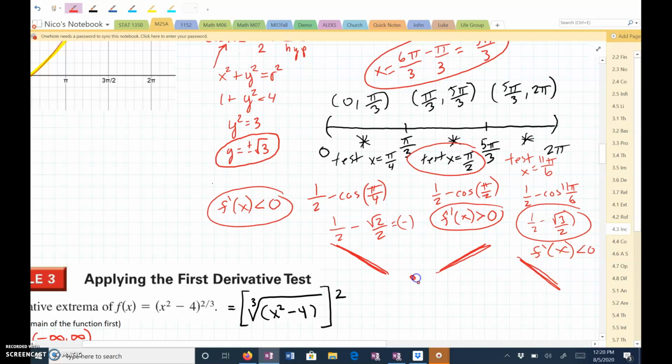So at this point here, this is going to be a relative min. Here you're going to have a relative max. This would be your min, this would be your max.